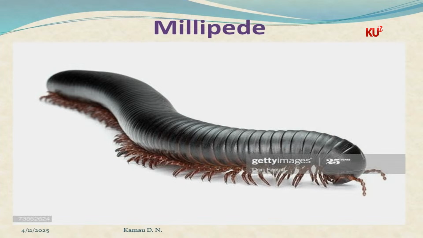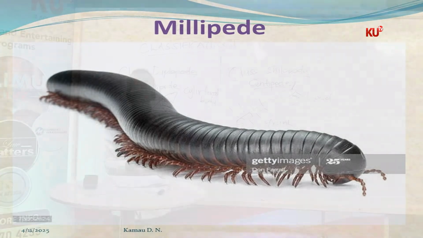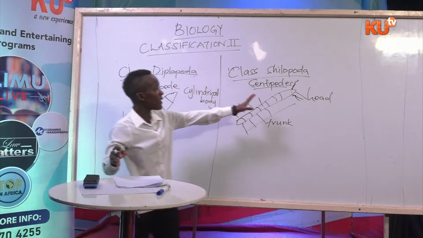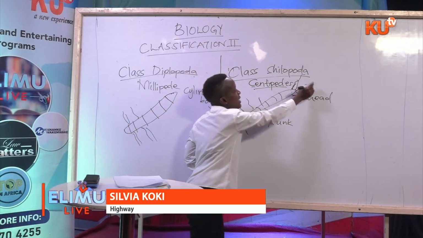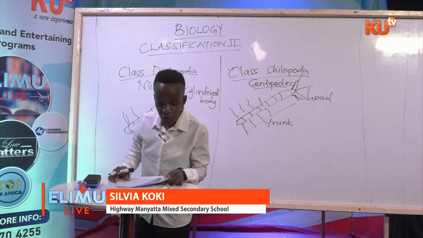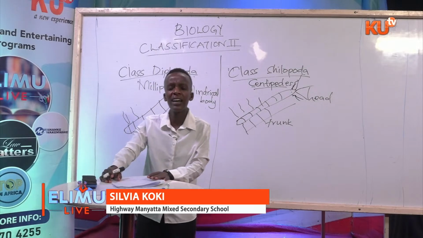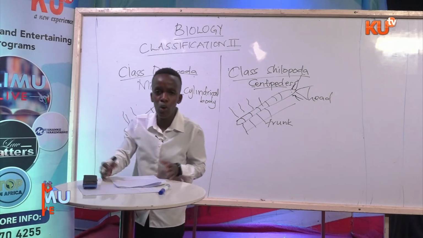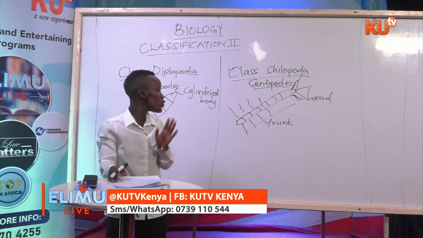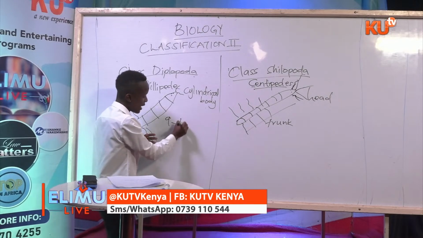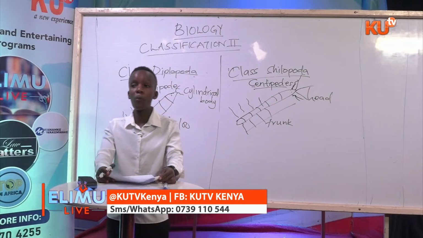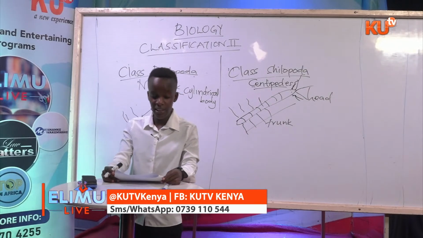Another characteristic is they have short antennae, as compared to the centipedes which have long antennae. Another differentiating characteristic is you will find that the millipedes are quite long compared to the centipede, and they have almost from 9 to 100 segments, making them a bit longer as compared to centipedes under the class Chilopoda.